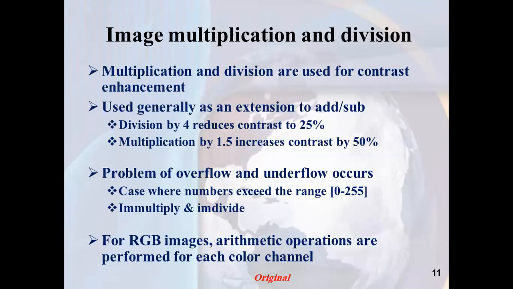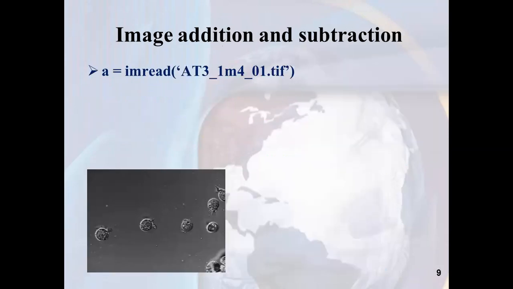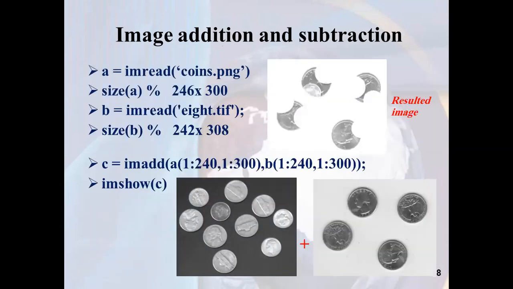Here we add these two images, so we obtain a white background. Why? Because we have here a near white background. So any values that can be added, this value will reach 255, and we will obtain a white color background.